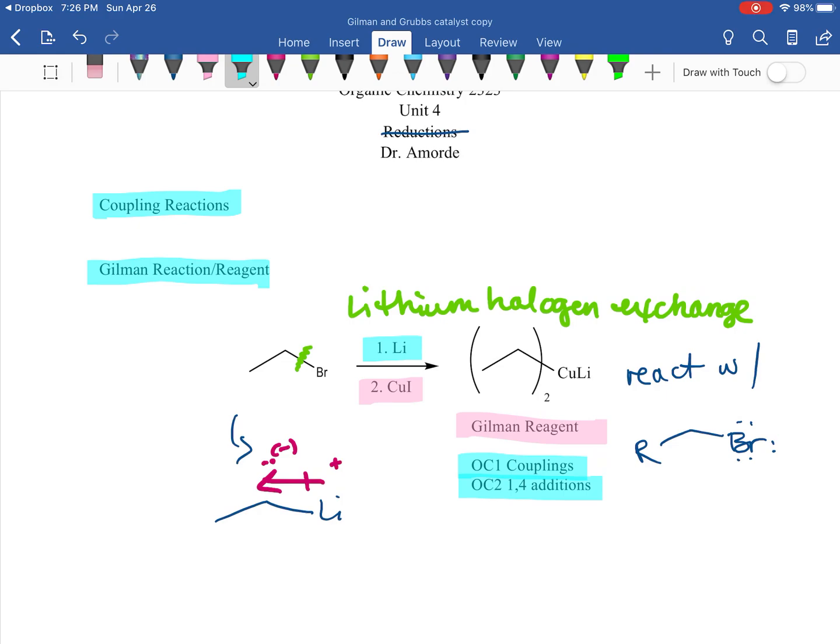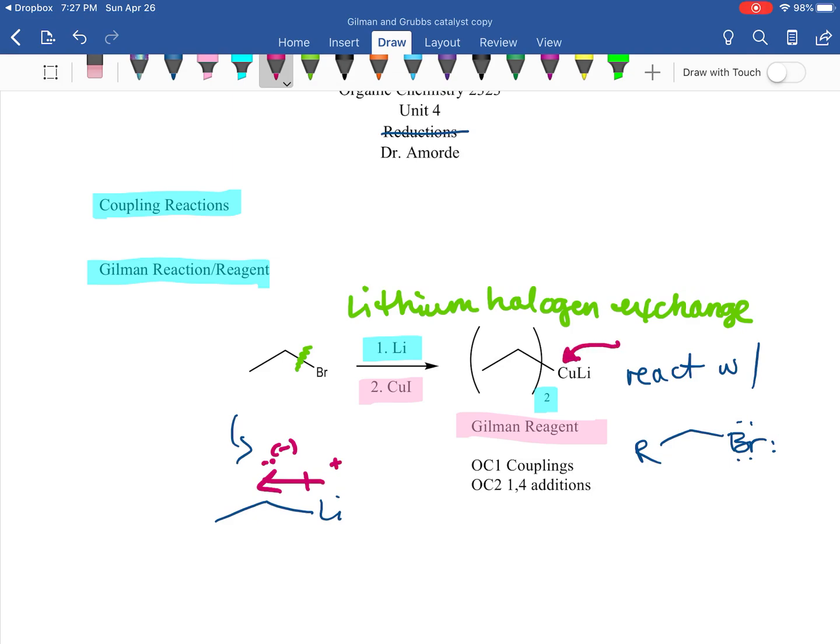We will see the Gilman reagents in OChem 1 now in our coupling reactions. Those of you taking OChem 2, they will pop up again. They are very specific in 1,4 additions. In fact, they work very nicely for selectivity: a Grignard will be a 1,2 addition and our Gilman will be a 1,4 addition. So they'll actually be in both semesters of OChem. You're going to see them twice.